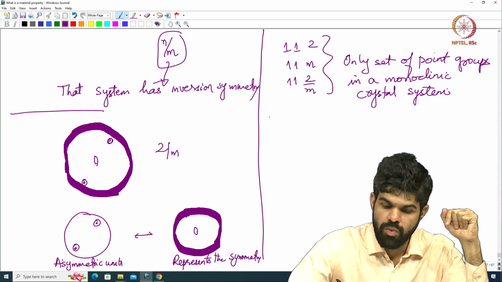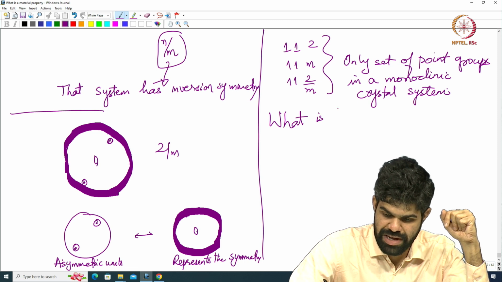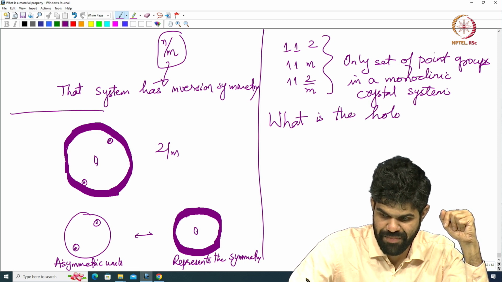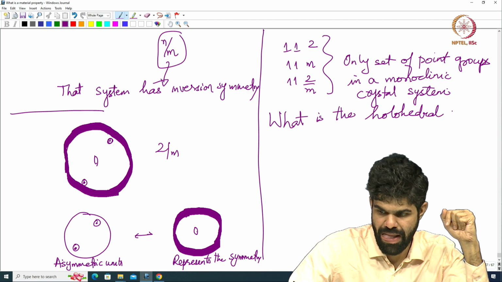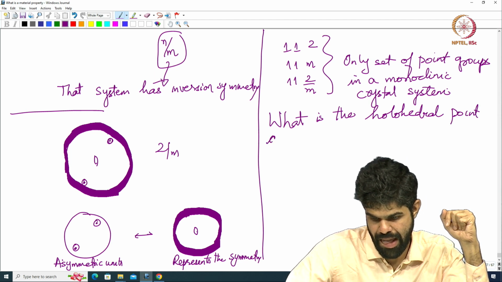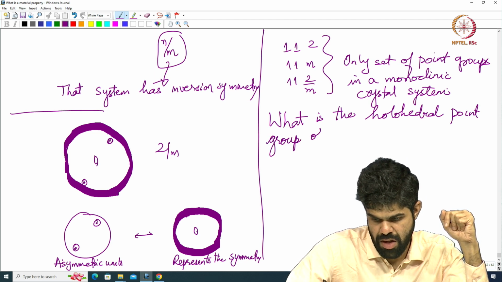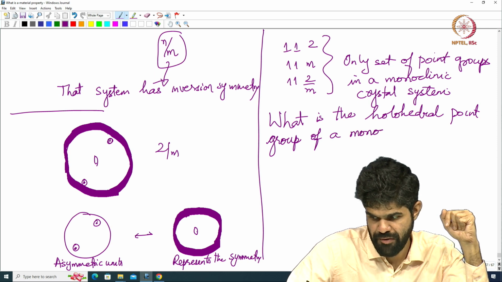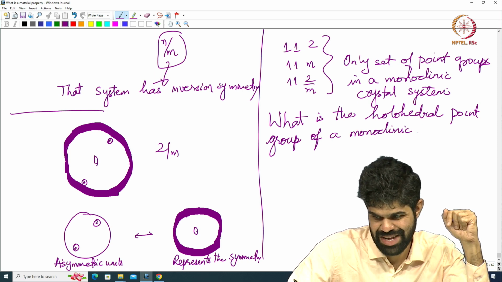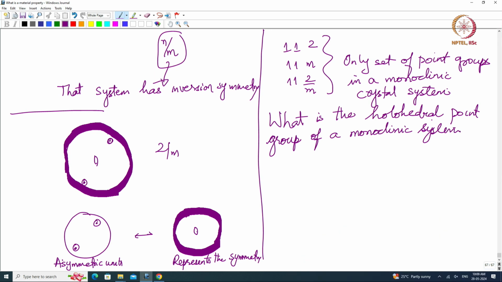Okay. Now, what is the holohedral point group of a monoclinic system? It is 2 by m. Right. So 2 by m has identity, inversion, two-fold and a mirror, right. So h equal to 4, the highest number of symmetry operations that I have in the monoclinic system. So 2 by m is the holohedral point group.